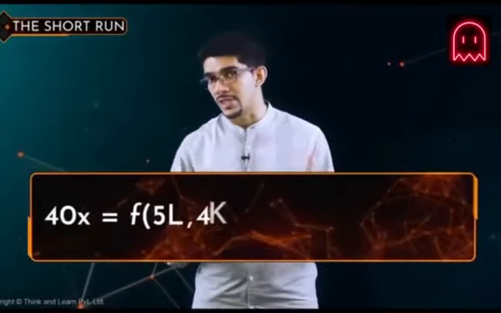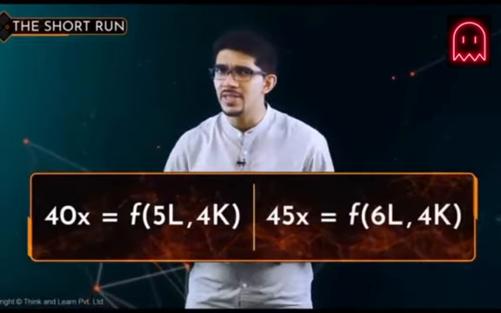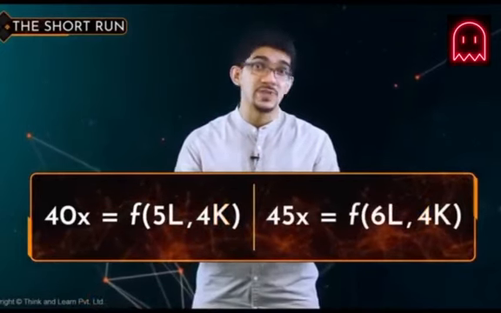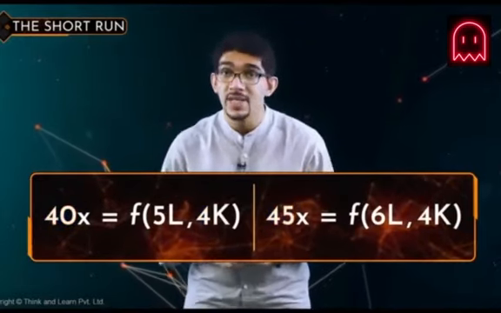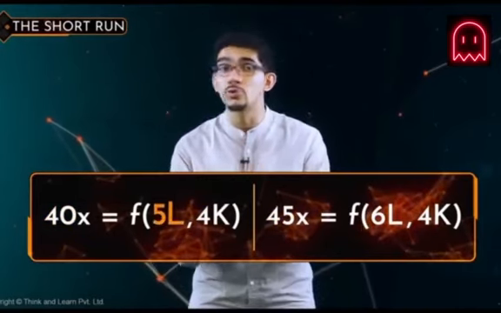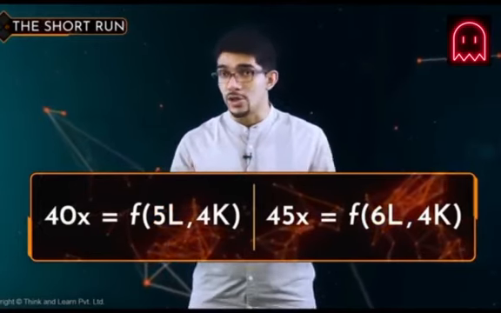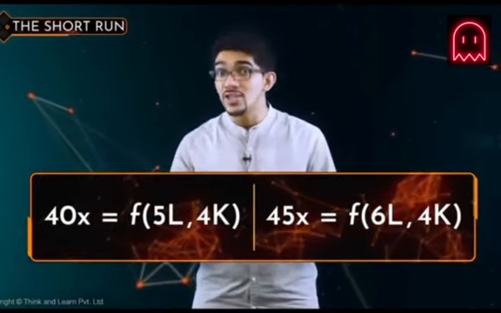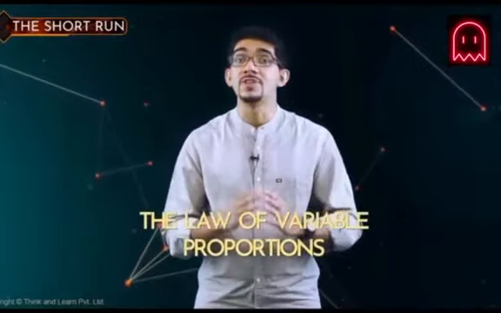Let's say 40x is a function of 5L and 4K, and 45x is a function of 6L and 4K. What has happened here? We find that K is constant at 4 units of capital. However, output increases from 40 to 45 units of pizza, that is commodity X. Why? Because input of L has increased from 5 to 6 units. That is, one more worker was hired. Since K is constant and only L changes, the ratio or the proportion between L and K has changed as well. This in turn generates the law of variable proportions, which we'll discuss a bit later.